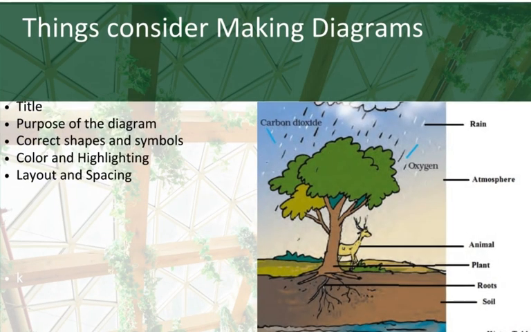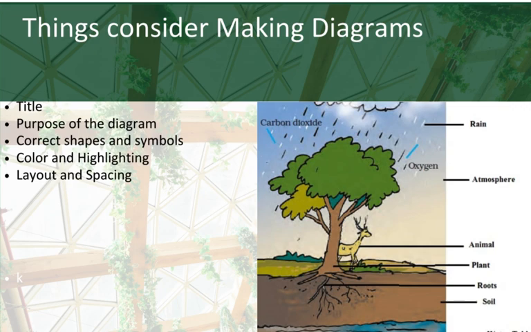There are several things to consider when we make diagrams. First one is the title. It helps clearly identify what the diagram is about. It gives the viewer an idea of the topic at a glance. Next one is the purpose of the diagram. This explains why the diagram is made.